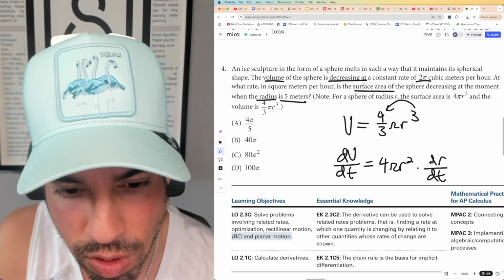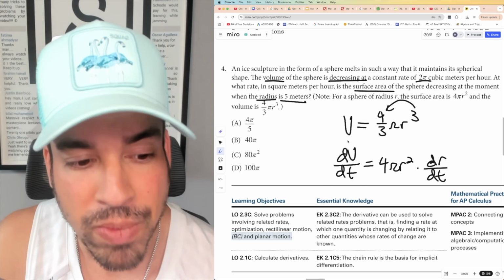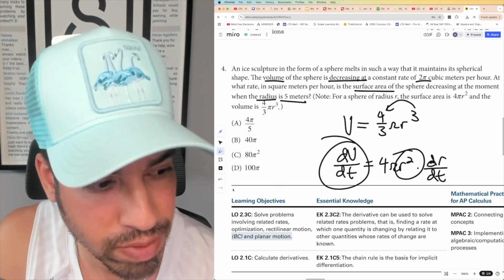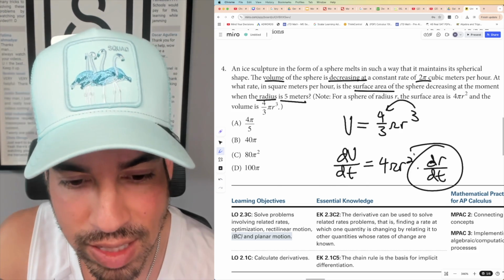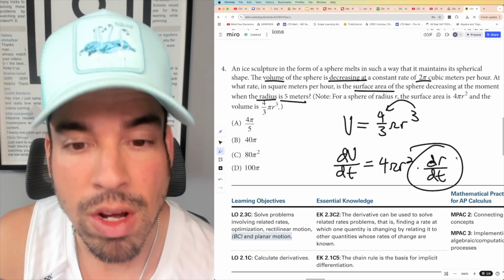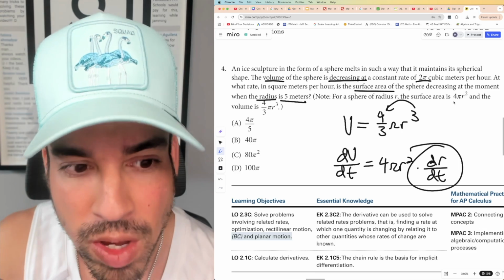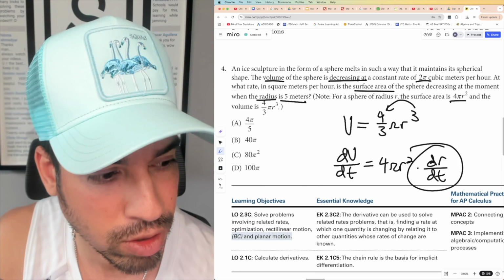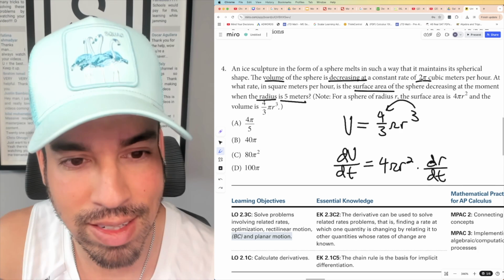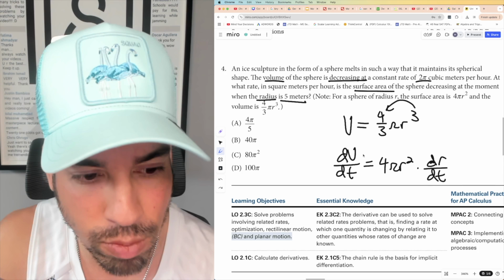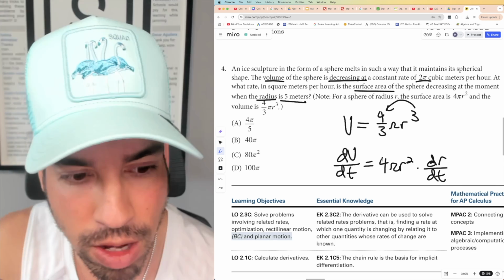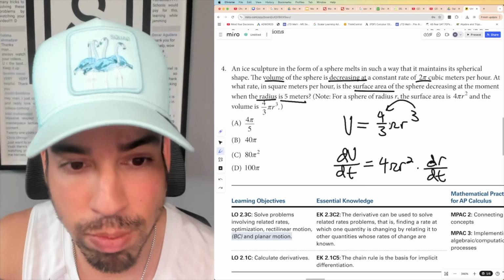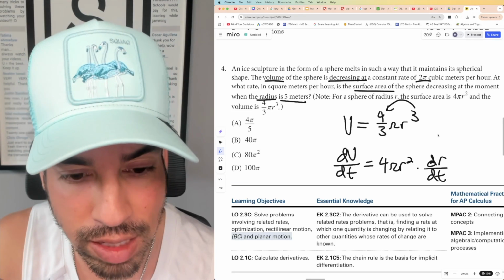Now, once you take the derivative, you might notice, wait a minute, we know this value, we know this value. What we're going to be solving for here is dr/dt. And that's important because we're going to need dr/dt when we go back and look at surface area. So we're going to plug and chug right here. Again, it's decreasing at a rate of 2 pi, which is the rate of change of the volume. So we're going to be plugging in negative 2 pi for dV/dt.